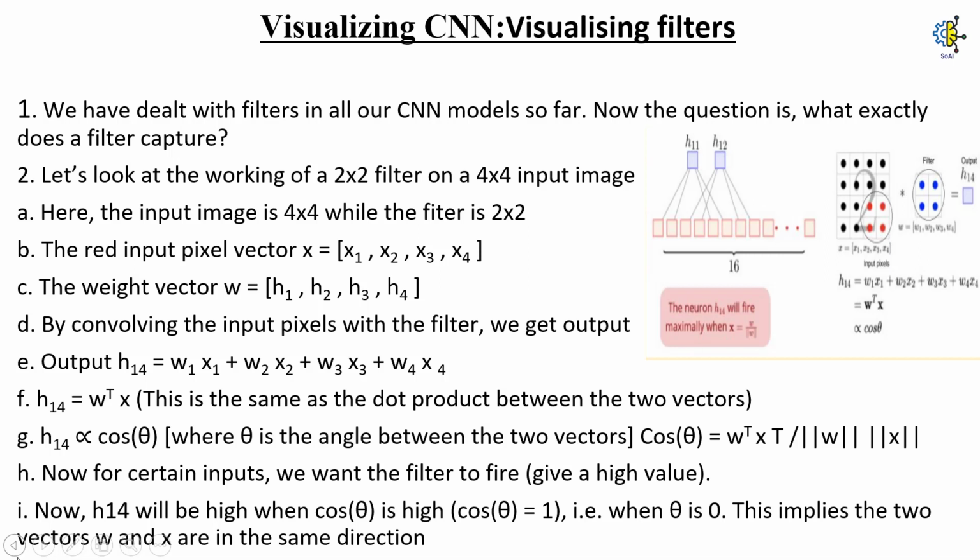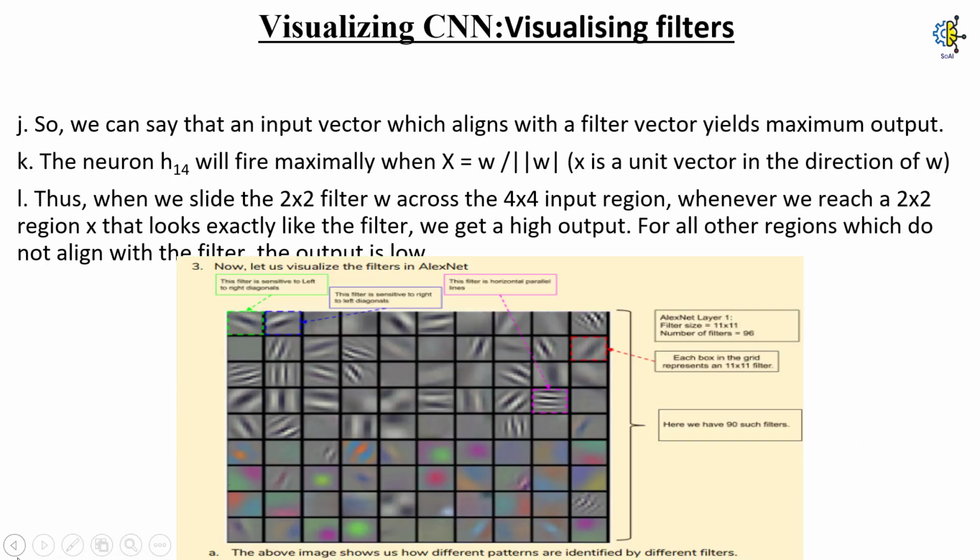Now, for certain inputs, we want the filter to fire and give a high value. h14 will be high when cos theta is high. Cos theta is equal to 1 when theta is 0. This implies the two vectors w and x are in the same direction. So, we can say that an input vector which aligns with the filter yields maximum output. The neuron h14 will fire maximally when x is equal to w divided by the modulus of w, that is, when x is an input vector in the direction of w.